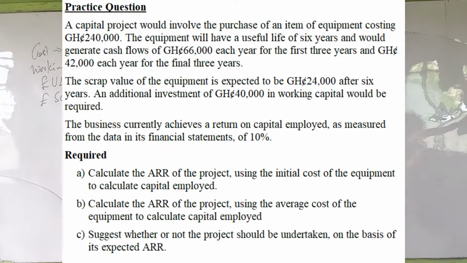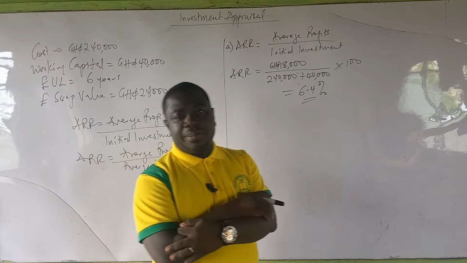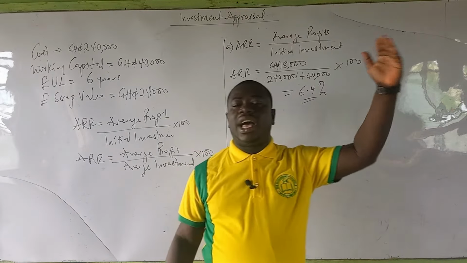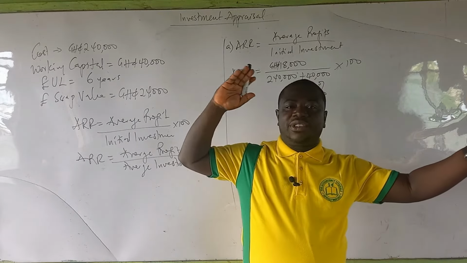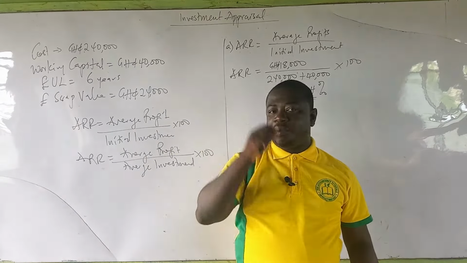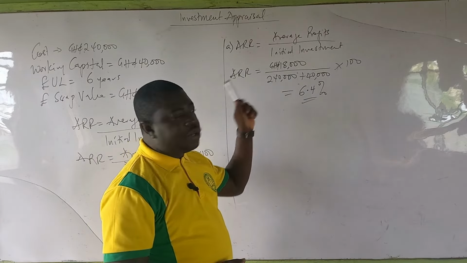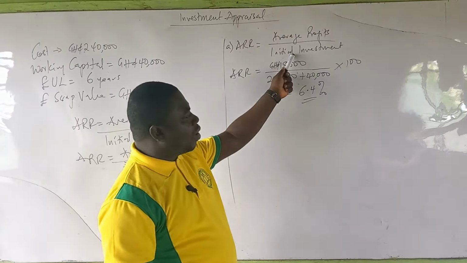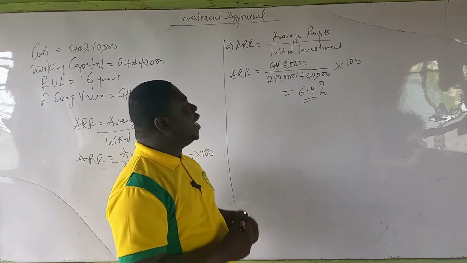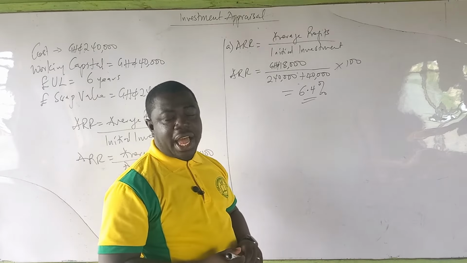We are told to calculate the ARR of the project using the average cost of the equipment to calculate the capital employed. Now, we all know that to get the average cost of the investment, it is the equipment cost at the beginning plus the equipment cost at the end, divided by 2. That is the average. And we remember to add the working capital. Even though we know that the 240 was the initial capital which we are requiring, yet we added the working capital. The same way, when we get the average, we need to add the working capital.